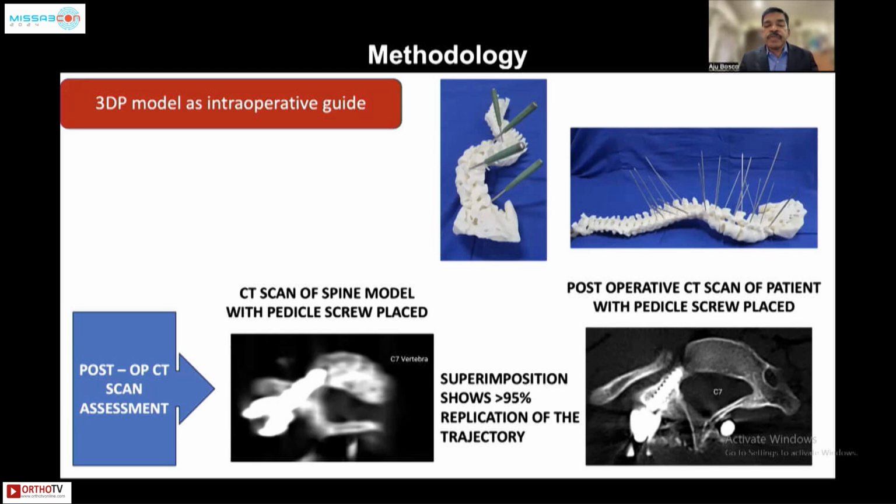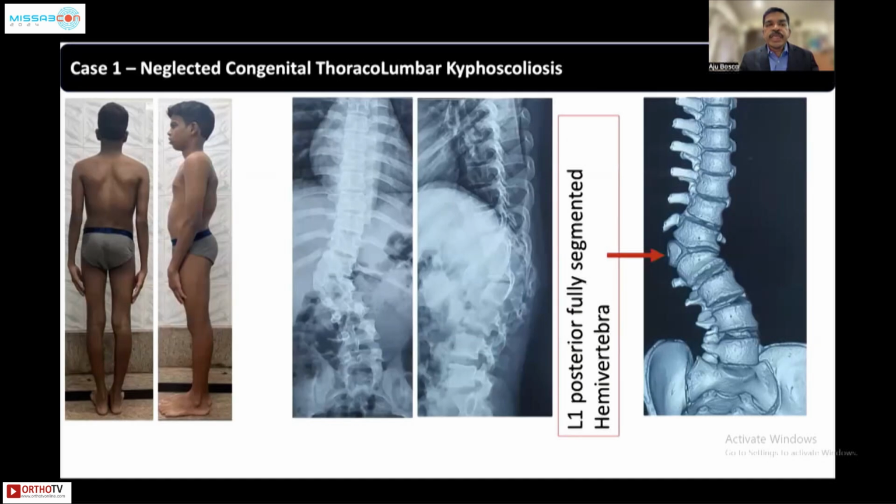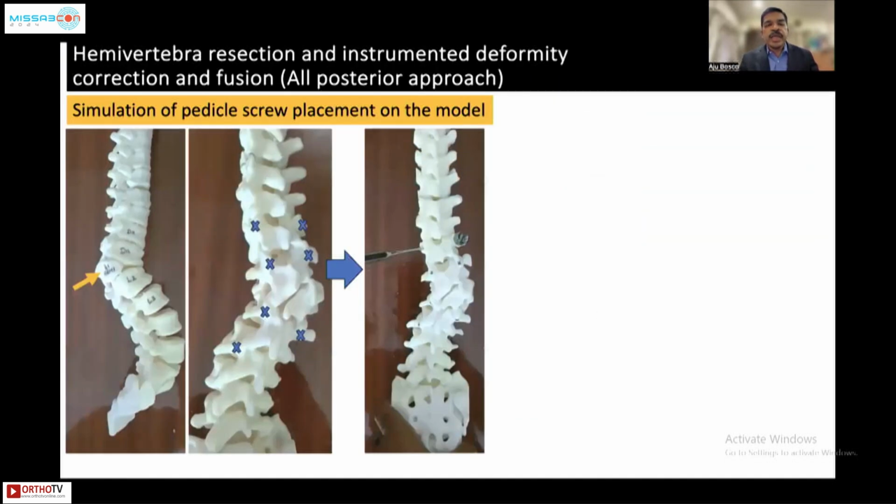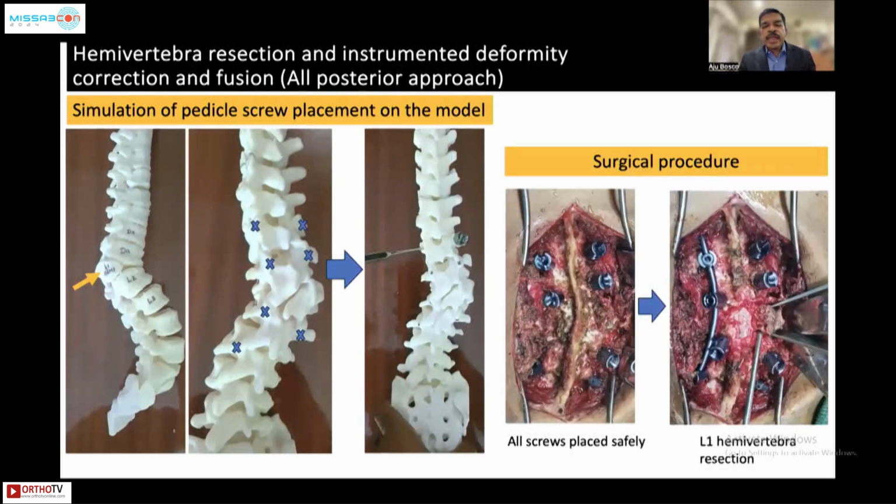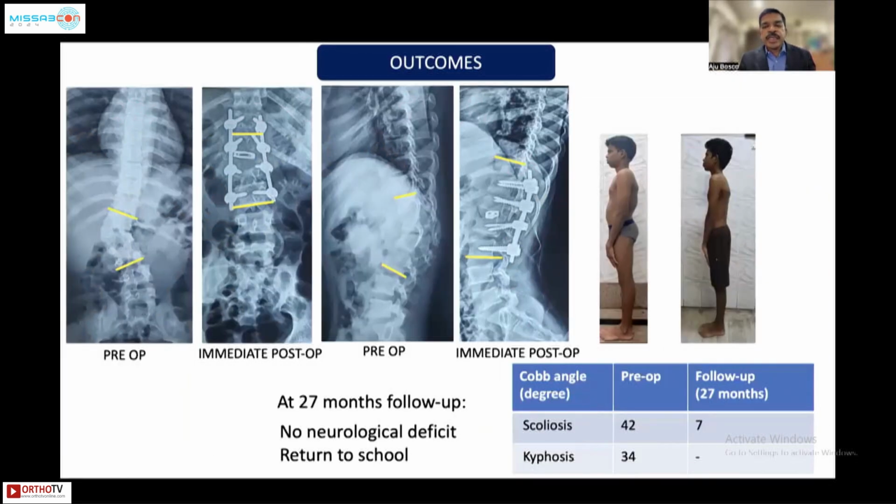The accuracy of replication is between 90 to 95%. A few case illustrations. This is a case of a neglected thoracolumbar congenital kyphoscoliosis due to a posterior posterolateral L1 fully segmented hemivertebra. The model was used to delineate the screw entry sites, and the screws were placed on the model, and all screws were placed safely, and L1 hemivertebra resection was done, and these are the outcomes. At 27 months follow-up, the patient had a good correction of the deformity and no neurological deficit.